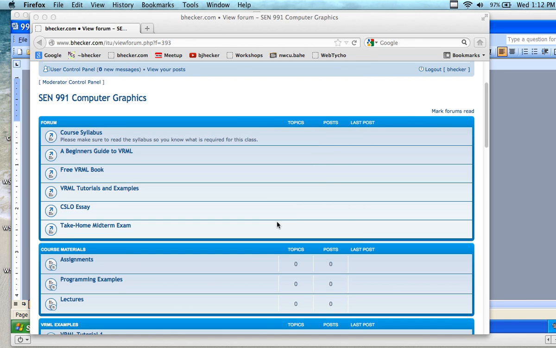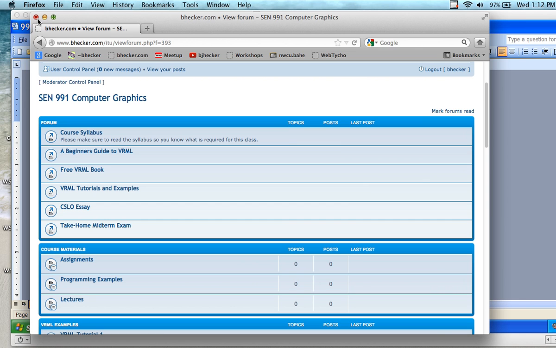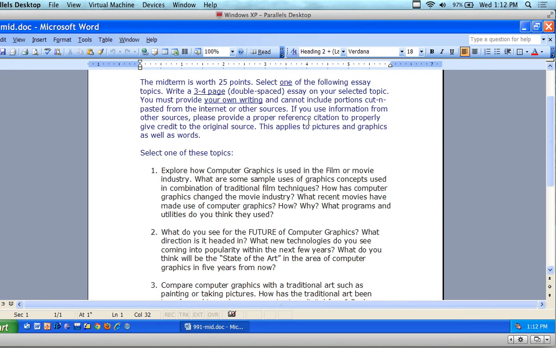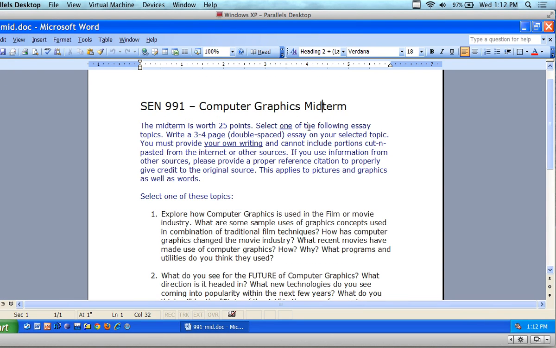So I'm going to talk about the midterm today, and then we're going to talk about color and lighting and ray tracing, and as much as we can get to with the time allocated. So what do you have to do for the midterm? The midterm is actually going to be an essay. It's going to be a little bit different, though, than the CSLO essay.